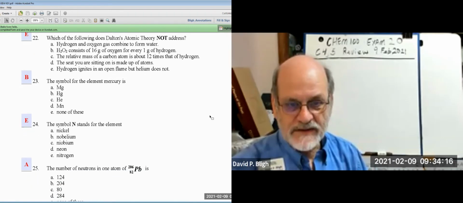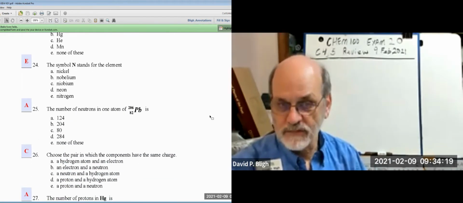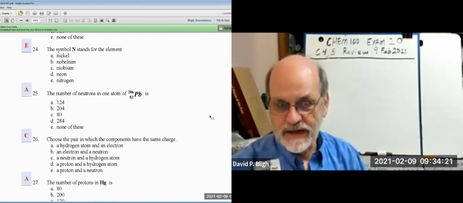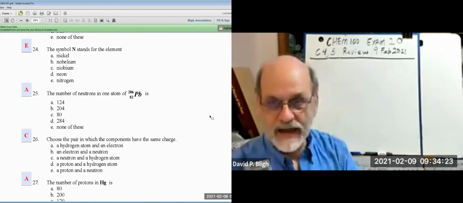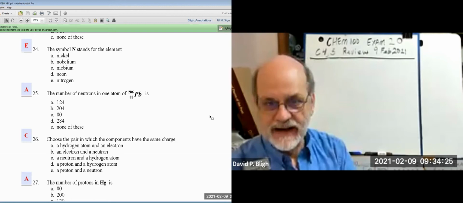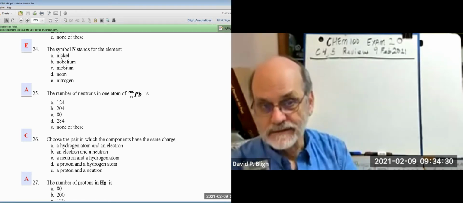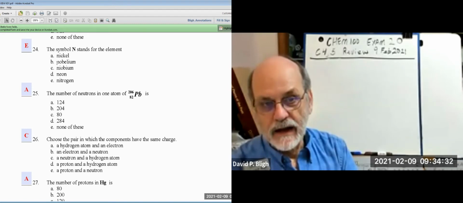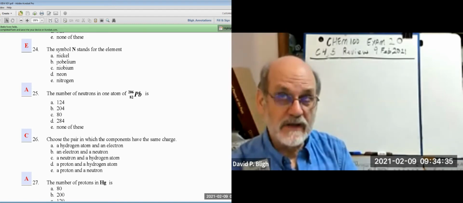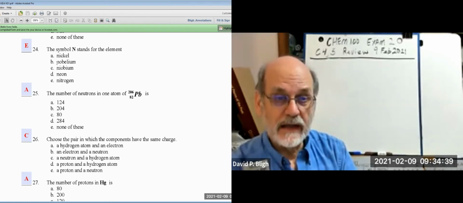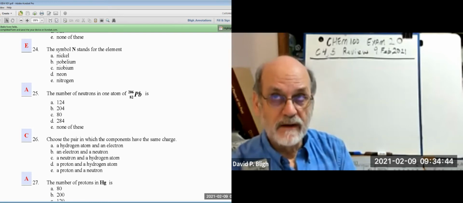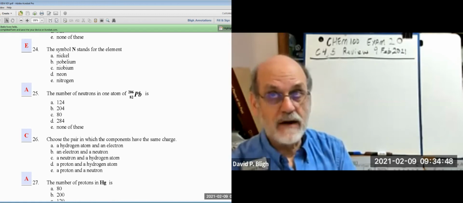What does N stand for? It's one of those privileged few that get to have one letter. N is nitrogen. Anything else has to have two. Nickel would be Ni. Nobelium, let's see, nobelium I think is No. Logic would say No, but I don't think that's right.